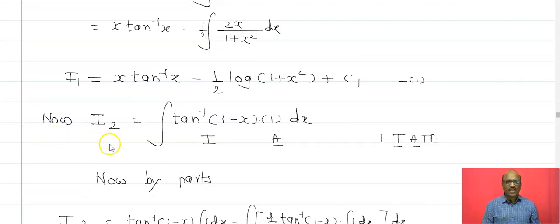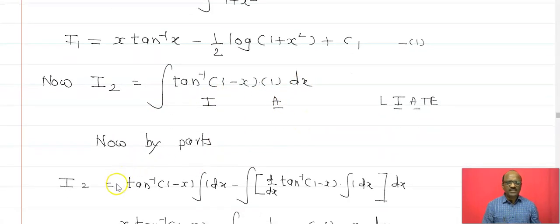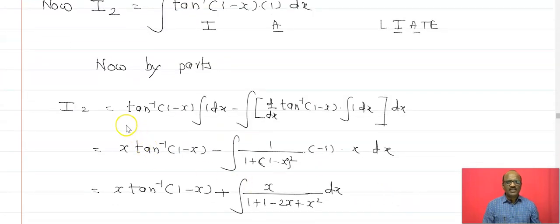And the next is now I2, that is equals to integral tan inverse in bracket 1 minus x into dx. Again this is the inverse and the algebraic. By the ILATE rule, that is I2 is equals to first function into integral of the second minus integral derivative of the first into integral of the second, bracket complete, into dx. Tan inverse of 1 minus x, integral of 1 dx is x minus integral.